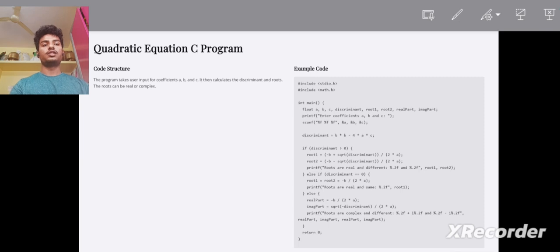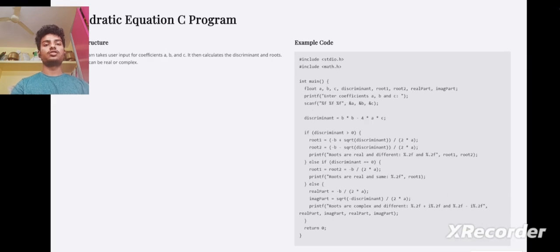Firstly, let us talk about the quadratic equation. A quadratic equation is an equation in which the degree of the variable is 2, and it has two roots at maximum. So there are three types of quadratic equations depending upon the roots.